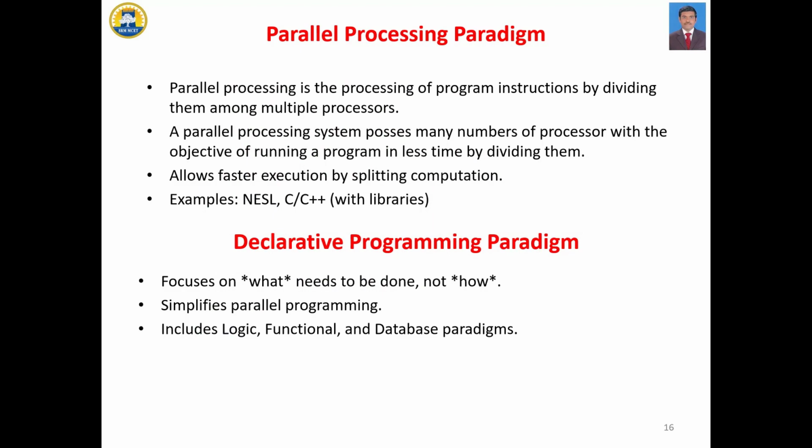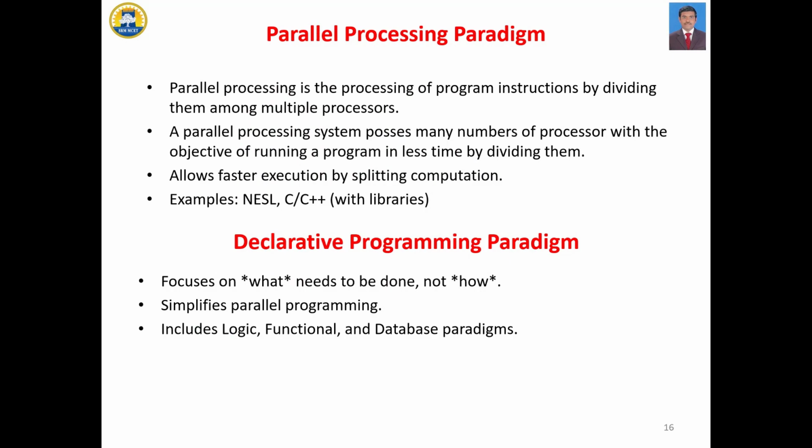Parallel processing paradigm. Parallel processing is the processing of programming instructions by dividing them among multiple processors. A parallel processing system possesses many processors with the objective of running a program in less time by dividing it. By dividing the program, the running time is less. Each small program is run by a number of processors. It allows faster execution by splitting computations. Examples of this paradigm are NESL, and C with libraries.